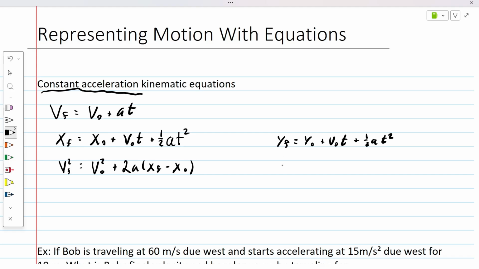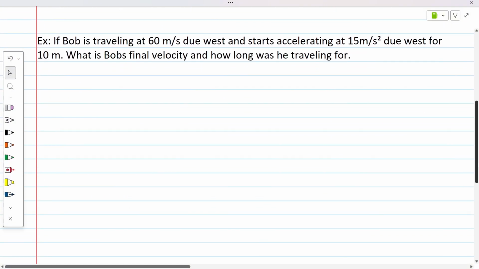And something to note about the y direction is that the acceleration is going to be the acceleration due to gravity, because if you're just in free fall, the acceleration is usually going to be the acceleration due to gravity. So we denote it as g, which equals 9.8 meters per second squared on Earth. So if you're not given acceleration and something's in free motion in the air, the y acceleration is going to be this gravity here. Alright, so let's do a couple examples using these equations.